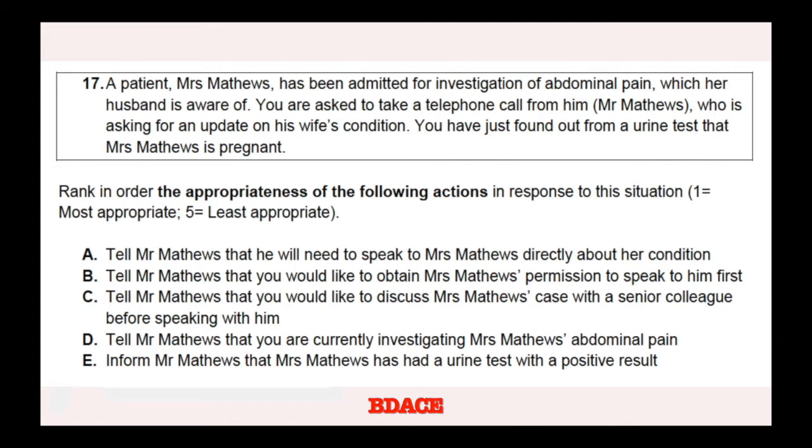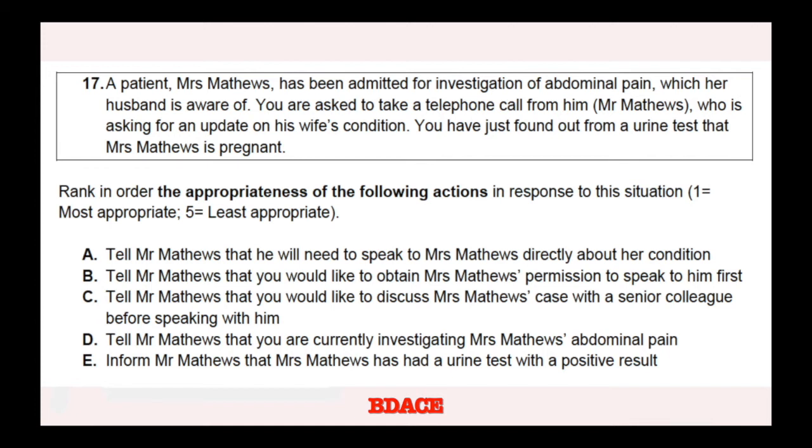Likewise, when you're breaking confidentiality, that is your absolute worst answer, and that would be E: informing Mr. Matthews that Mrs. Matthews has had a urine test with a positive result. You broke patient confidentiality here, and this has to be your worst option, so hence putting it at number 5. Now, let's look at the middle 3. What are your middle 3 answers?